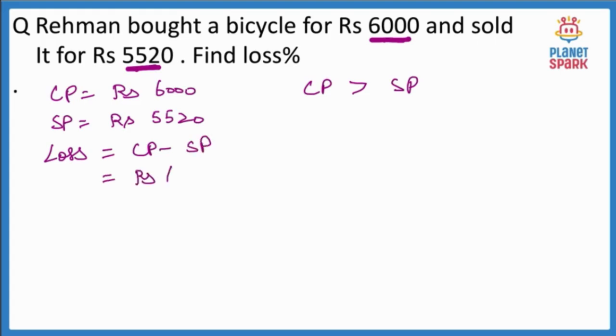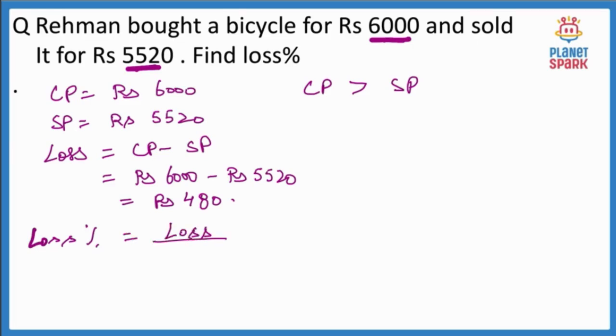So 6,000 minus 5,520, that is going to give us rupees 480. So Rahman has incurred a loss of rupees 480. But what if we have to calculate the loss percentage? The formula for loss percent is loss upon CP into 100. What is our loss? Loss amount is 480. So in the formula, we are going to put loss as 480. CP is 6,000 multiplied by 100. Again, reducing into the simplest form, we are going to get that my loss percentage is 8%.